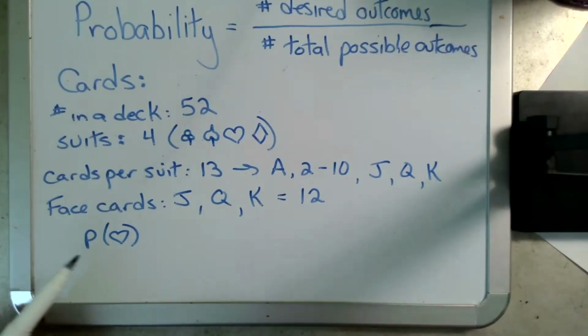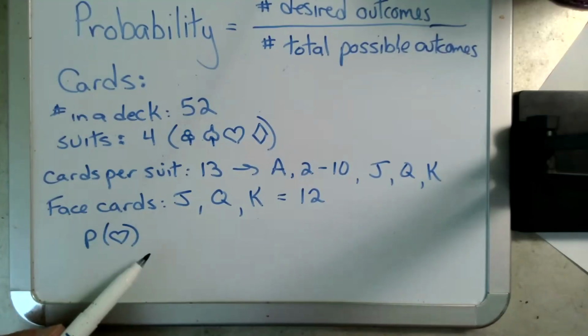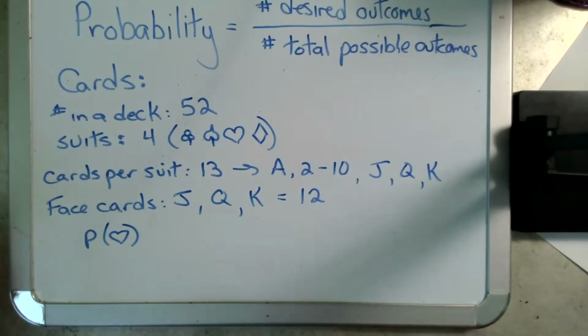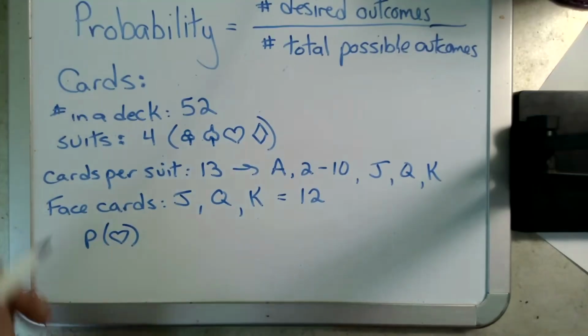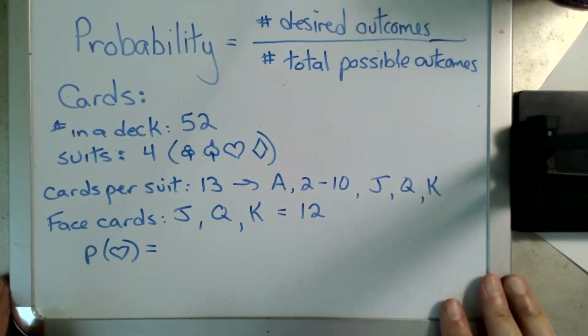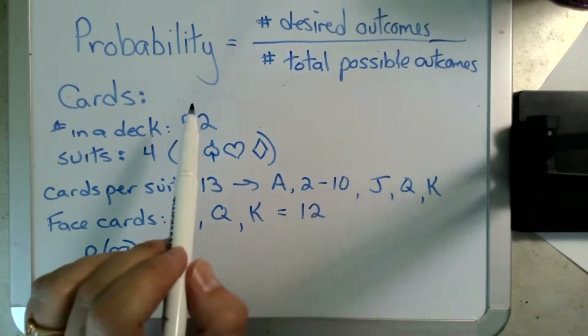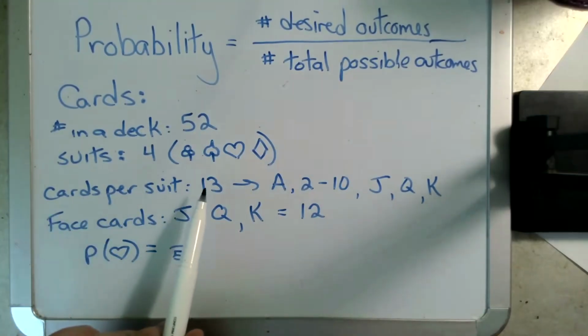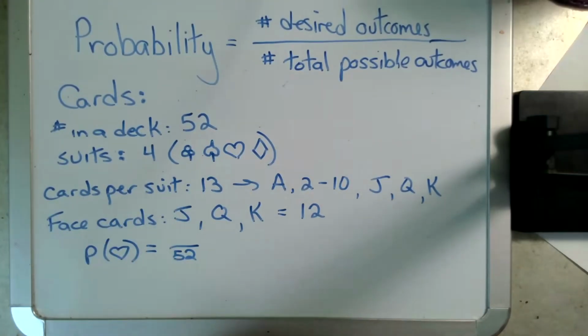So here's some notation. P of heart, the probability of drawing a heart. Let's say I have a deck of 52 cards. I'm going to draw a card. What is the probability that the card I pick is a heart? Again, desired outcome over total possible outcomes. Total possible outcomes with cards, 52. Number of hearts, well, there are 13 cards per suit, so 13 hearts. So we have a 1/4 or a 25% chance of drawing a heart.